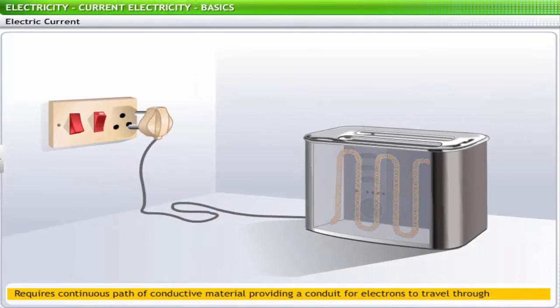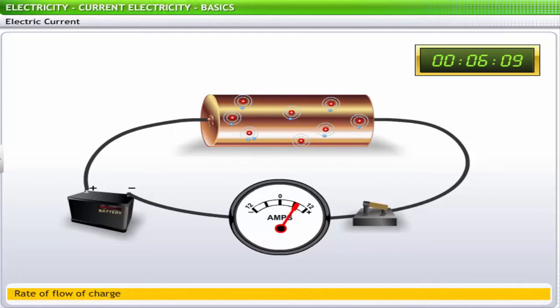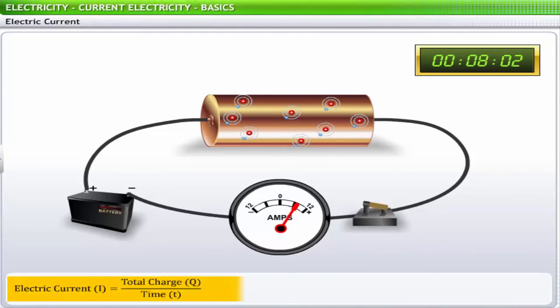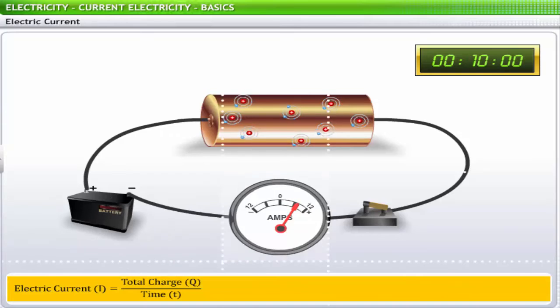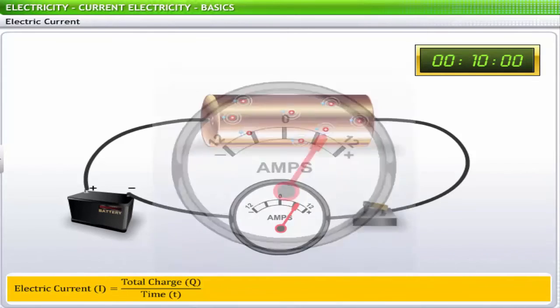When you unplug an appliance, say a toaster, from the power supply, the flow of electrons is interrupted and the appliance stops working. You can measure electric current as the rate of flow of charge, or the amount of charge flowing through a point per unit time. Electric current is measured using an ammeter.